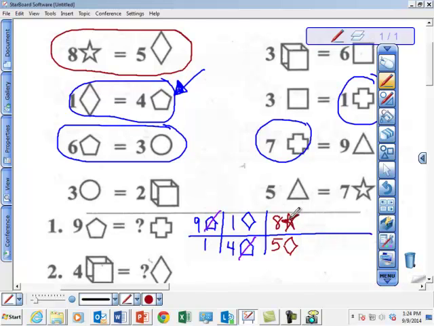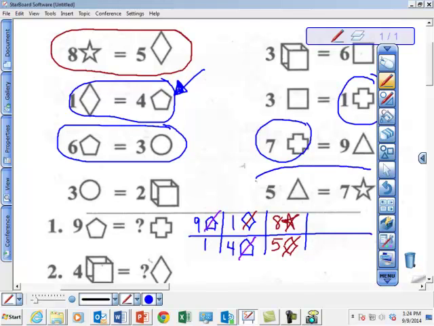There you go. And what that did was cross-cancel my diamonds. We're not to plus signs yet. Not yet. Keep going. Do you see another conversion factor that has stars? Because we're on stars now. Need to get rid of stars.